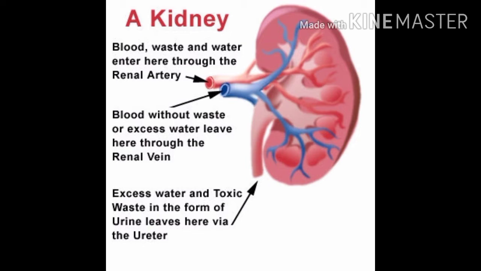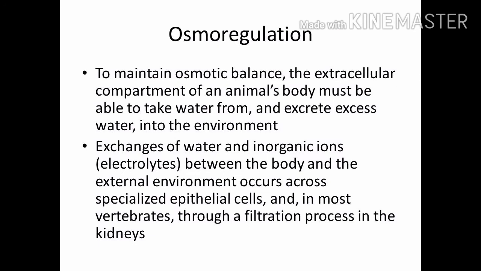How is the kidney performing this function? Have a look here. Observe the picture and see that blood, waste and water enter through the renal artery. Blood without waste or excessive water leaves here through the renal vein. Excessive water and toxic waste in the form of urine leaves via the ureter.